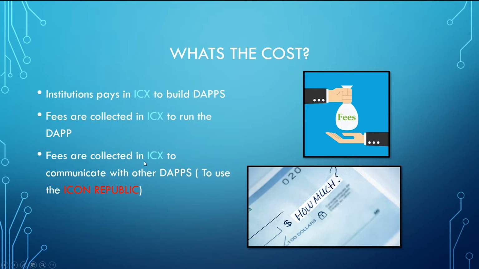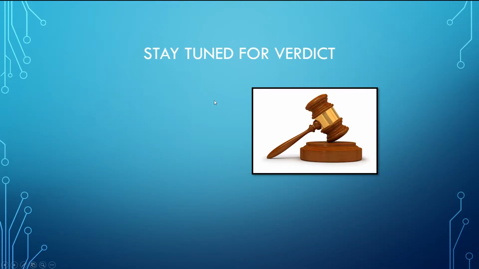Fees are also collected in ICX to communicate with other dApps. In other words, it costs money to use the Icon Republic. The Icon Republic actually is the component of the Icon ecosystem that allows blockchains to communicate with each other. So it costs money to communicate with other blockchains. Okay. So stay tuned for my verdict.